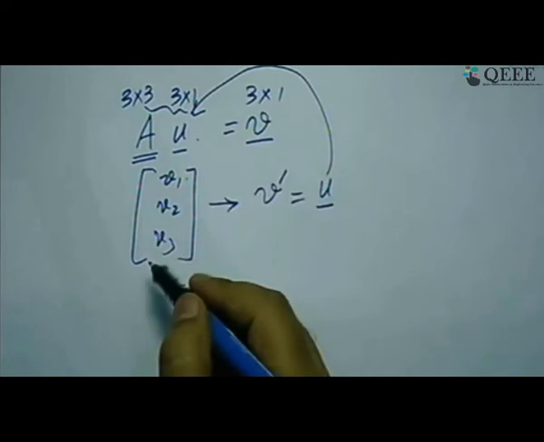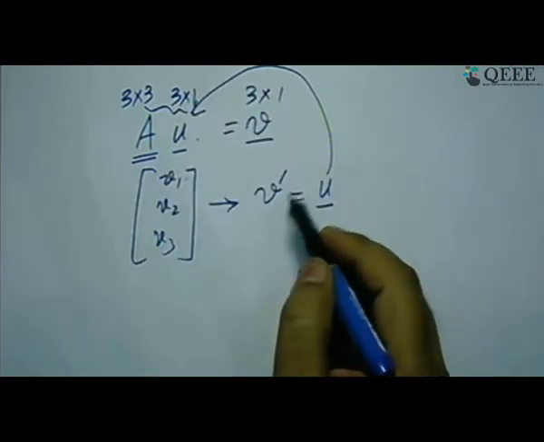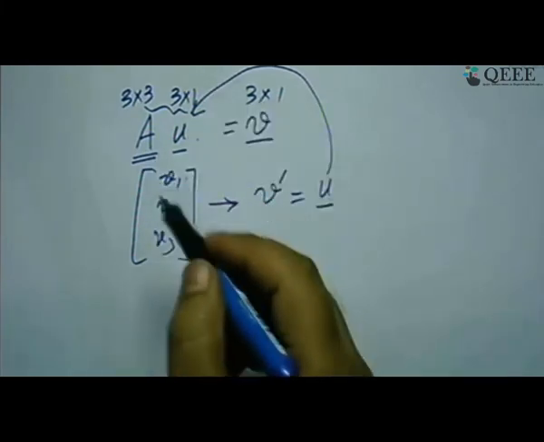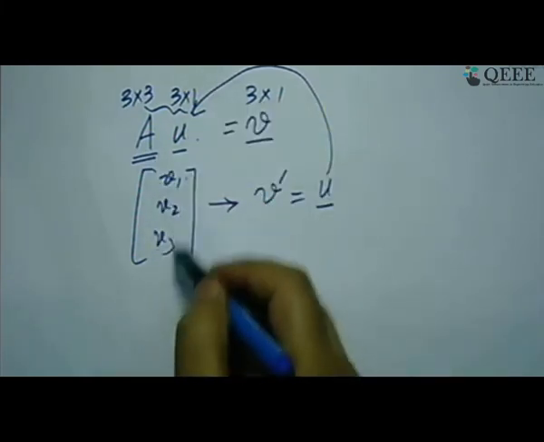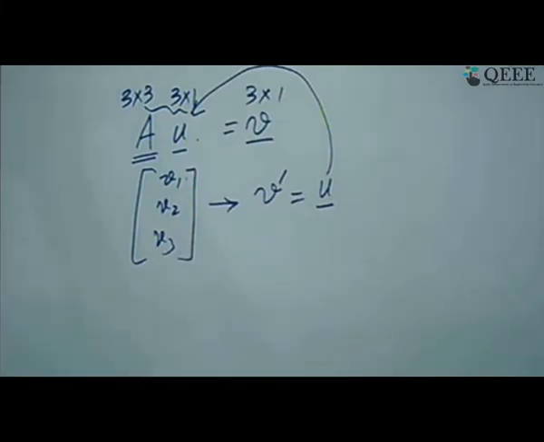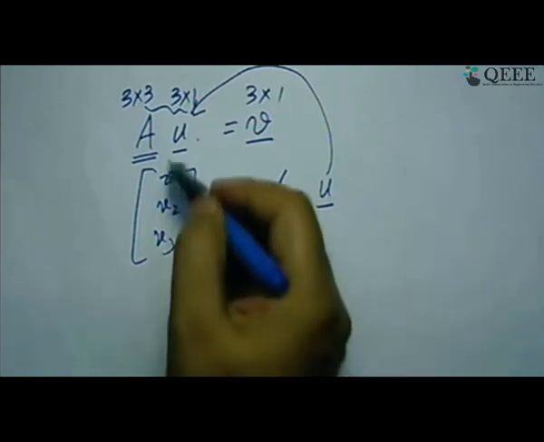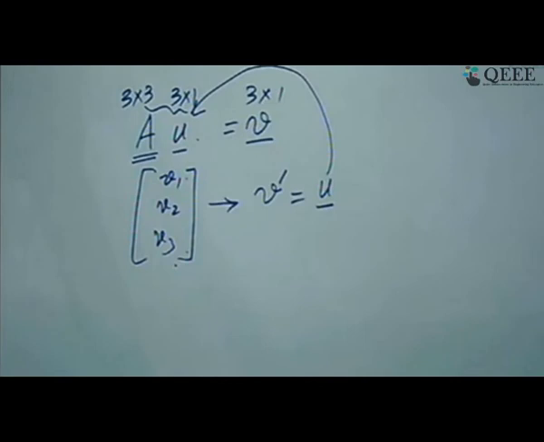How long am I going to keep doing it? I keep doing it till the change in the normalizing factor becomes negligible. Then the normalizing factor which you use is the eigenvalue, and the corresponding vector that you get is the eigenvector. So this is the algorithm for the power method. That brings us to solving simultaneous linear equations.